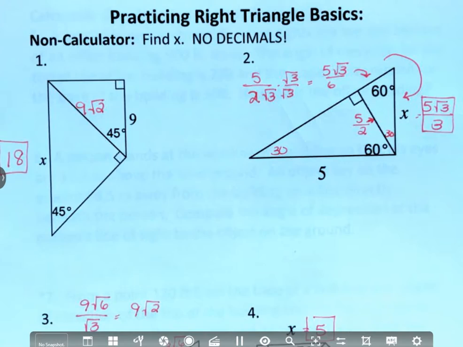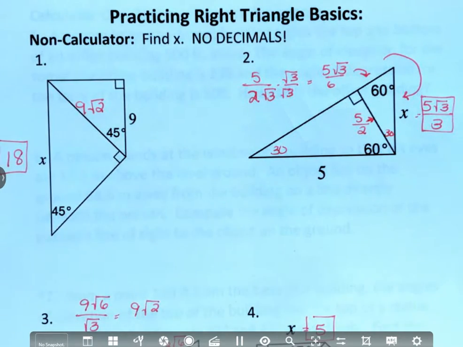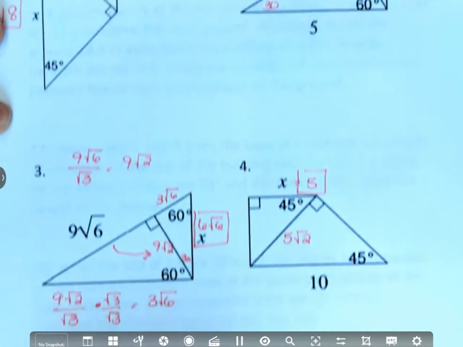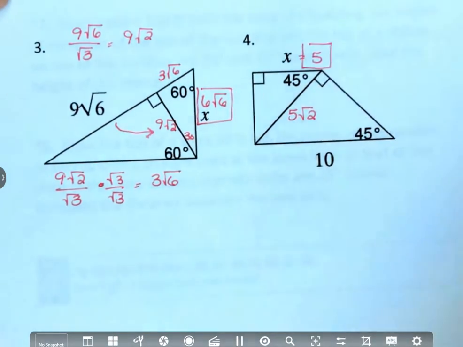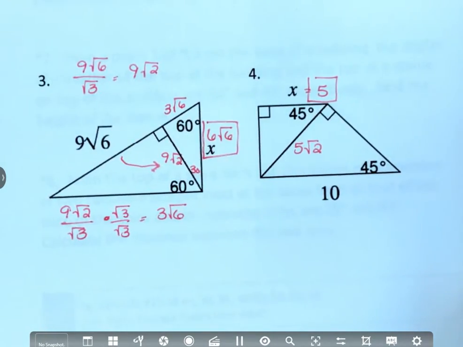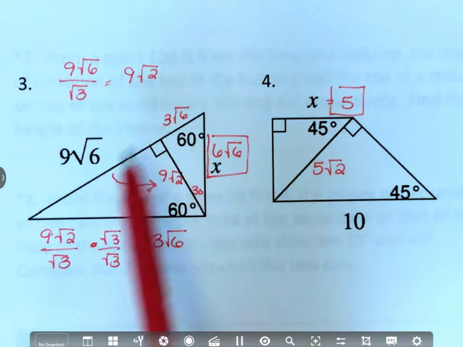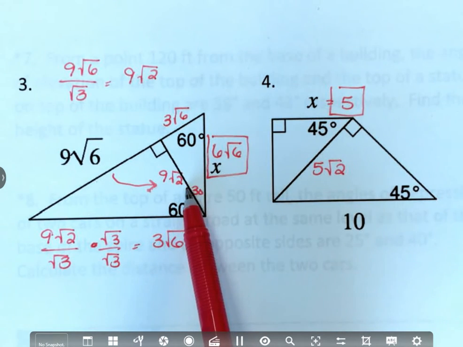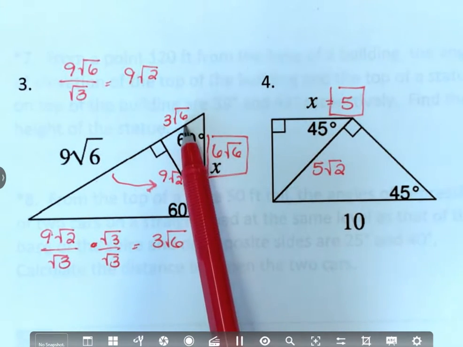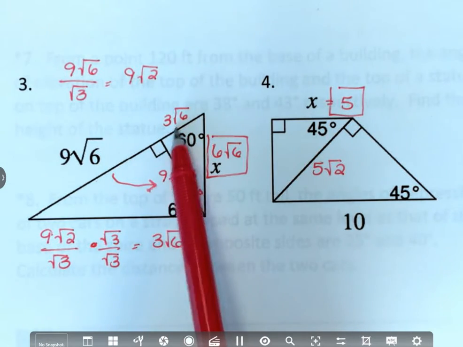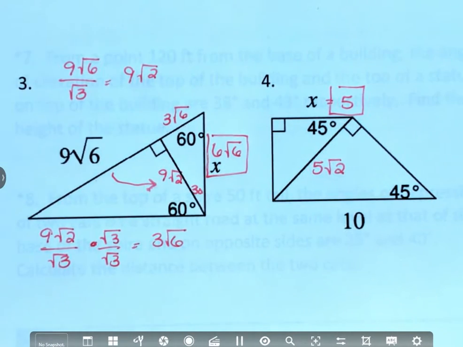Okay, 1 and 2 okay? All right, let's keep going then. Let's look at 3 and 4. Again, on number 3, I went from the long leg to the short leg by dividing by the square root of 3. Then I went from the short leg to the hypotenuse by timesing it by 2.